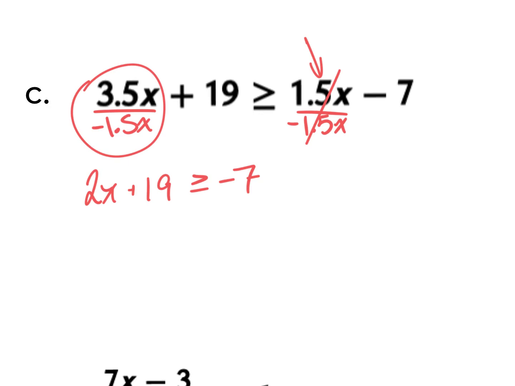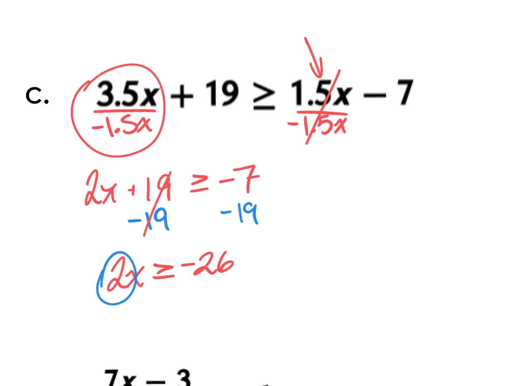All right, so again, now we're down to a two-step inequality. So what I'm going to do is subtract 19 on both sides, and I get 2x is greater than or equal to -26. And now if you notice, our coefficient, this 2 right here, is positive. Okay, so now since it's positive, when we divide by a +2, our middle sign is not going to flip. Our sign of inequality is going to stay the same because, again, we only change it when we have a negative coefficient that we're dividing by. So we get x is greater than or equal to -13.